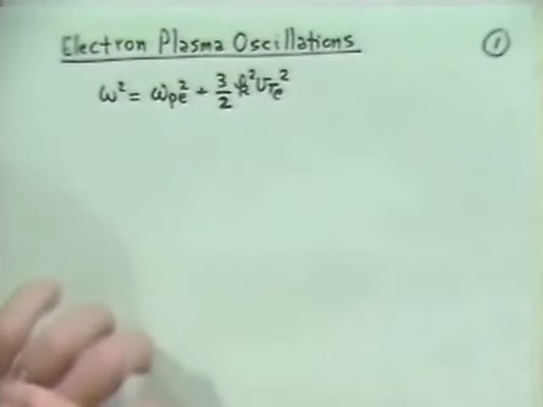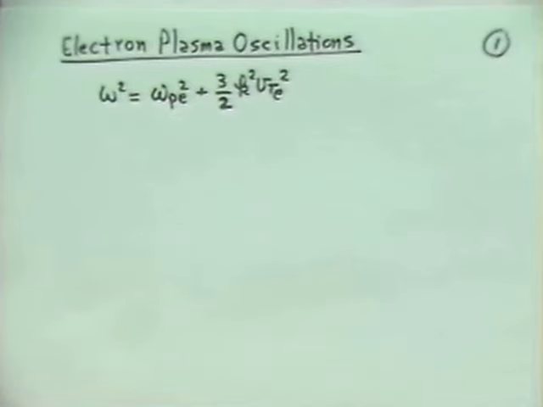Now, you remember earlier we talked about the fact that waves have different phase velocities and different group velocities and things like that. So what I'd like to do now is derive those and then give them a slight geometrical interpretation. And then finally, I'd like to sketch over here our electron plasma oscillations.